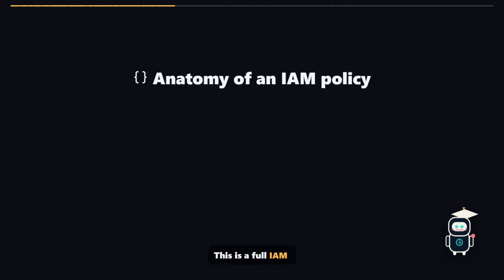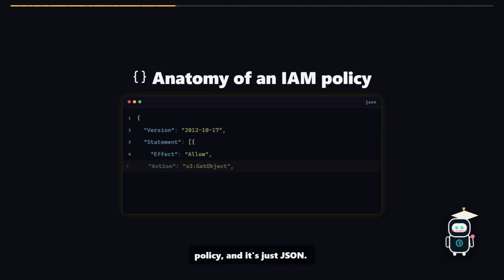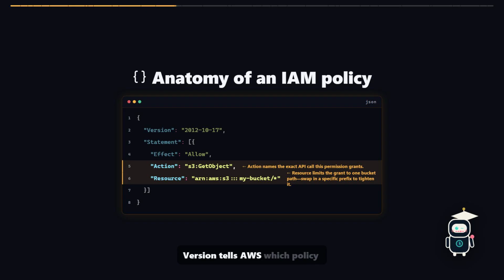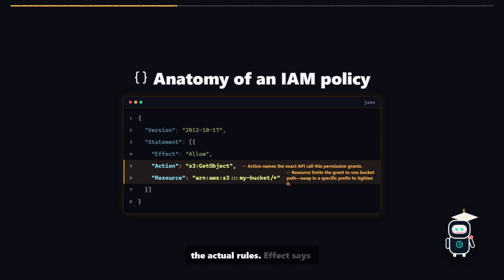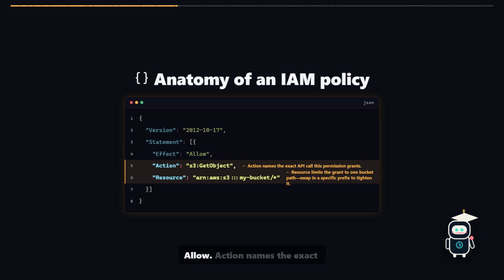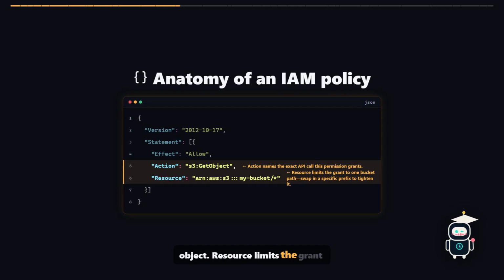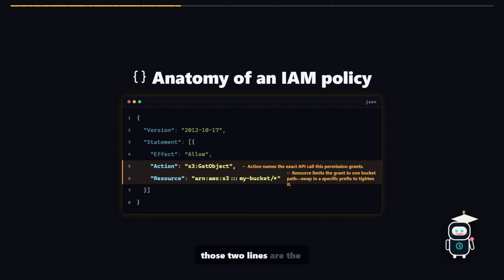This is a full IAM policy, and it's just JSON. Version tells AWS which policy language you're using. Statement wraps the actual rules. Effect says allow. Action names the exact API call, s3:GetObject, meaning download an object. Resource limits the grant to one bucket path. Together, those two lines are the entire permission boundary.